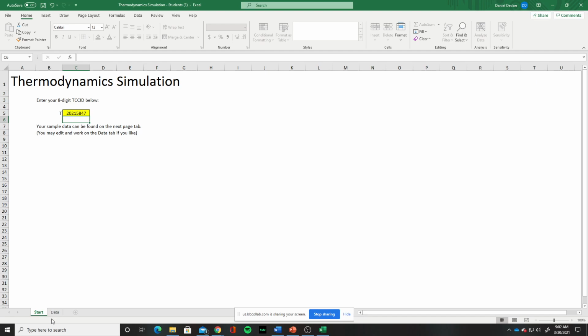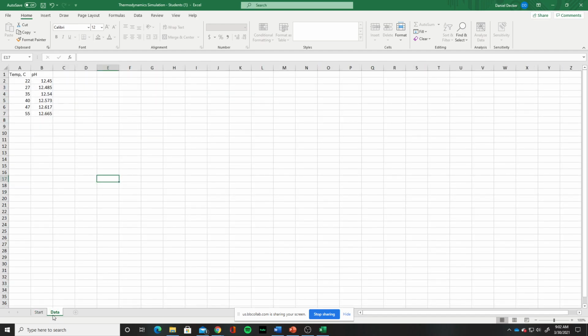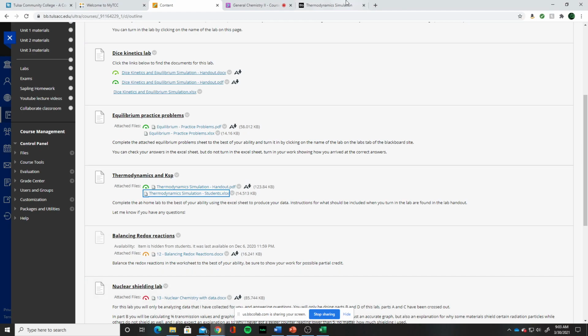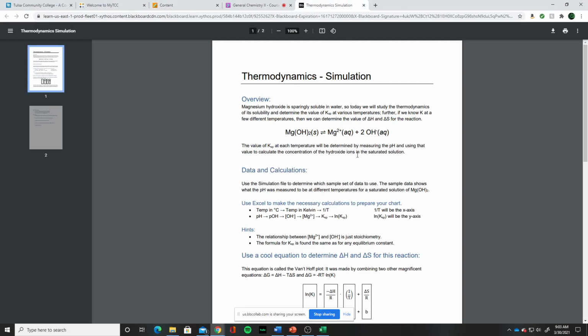And when we do that, go to the next page here, the next tab down here at the bottom, and there's our data. So, not much of a simulation. Just put in our number so that everyone gets slightly different values, and then it gives us some different temperatures and pHs to go along with that. So that is how we're going to get our data. So let's go back here to the simulation handout.